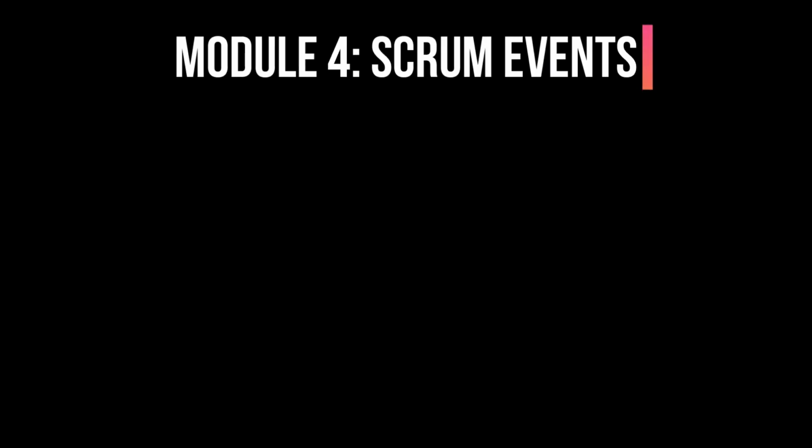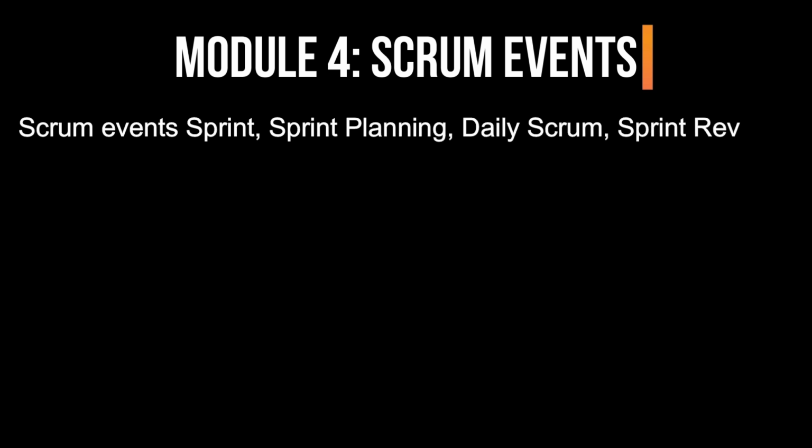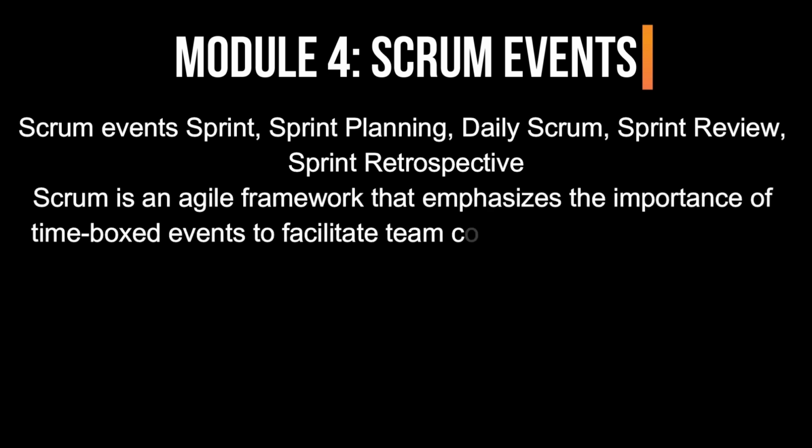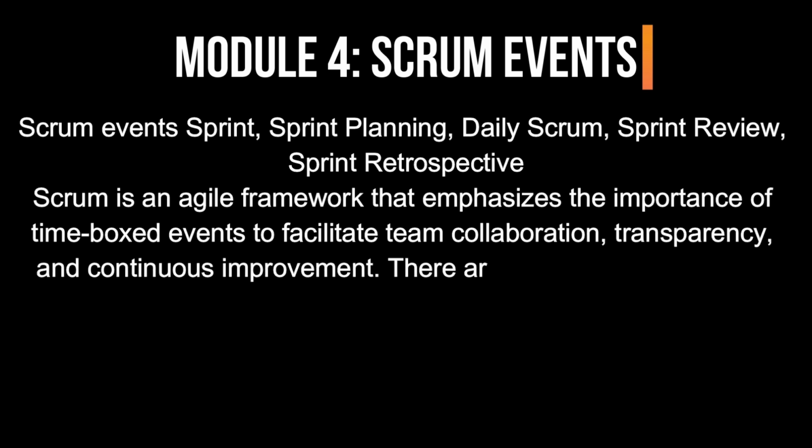Module 4, Scrum Events. Scrum Events: Sprint, Sprint Planning, Daily Scrum, Sprint Review, Sprint Retrospective. Scrum is an Agile framework that emphasizes the importance of time-boxed events to facilitate team collaboration, transparency, and continuous improvement. There are 5 Scrum events that are essential to the framework.